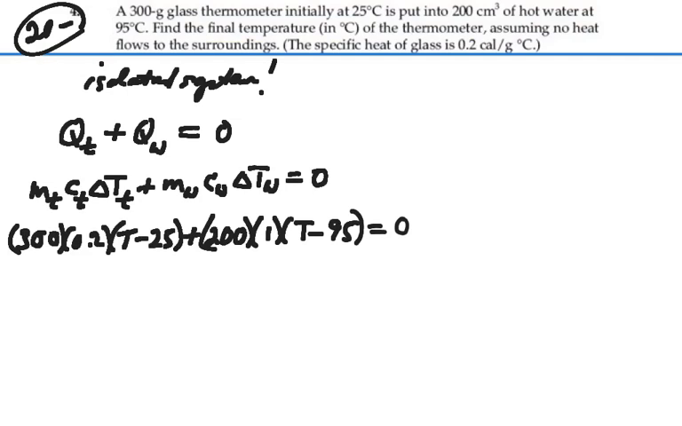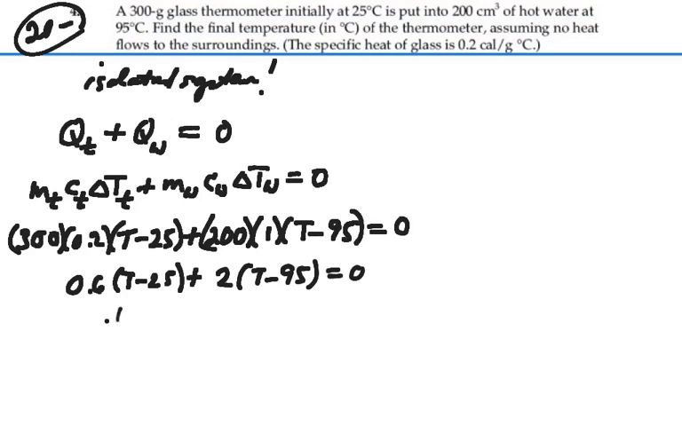So, what do we have? Divide both sides by 100. So 3 times 0.2 is 0.6. T minus 25 plus 2. T minus 95 equals 0. So we have 0.6T plus 2T is equal to 190 plus 0.6 times 25, 15.